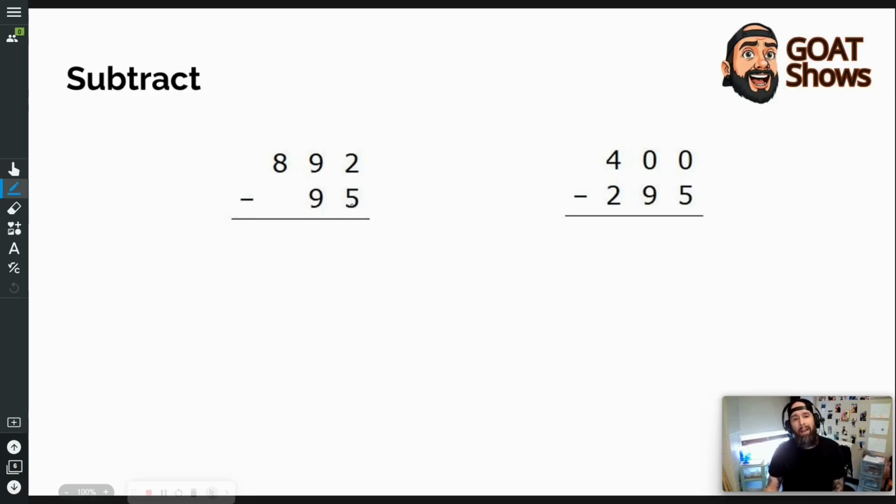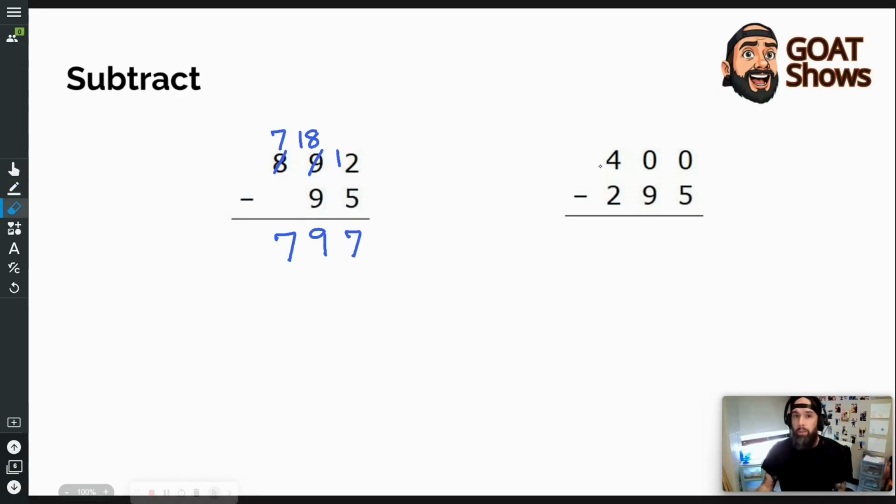2 minus 5, the top digit's smaller, so I can't do it. Borrow 1 from a 9 and turn it into an 8. Now I have 12 minus 5. 12 minus 5 is 7. 8 minus 9, can't do it. Borrow 1 from the 8 and make it a 7. 18 minus 9 is 9. 7 minus nothing, 7. And I end up with 797.